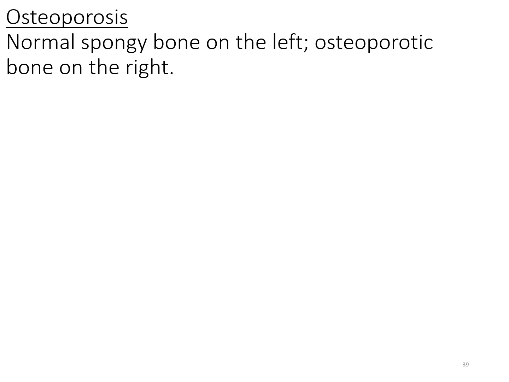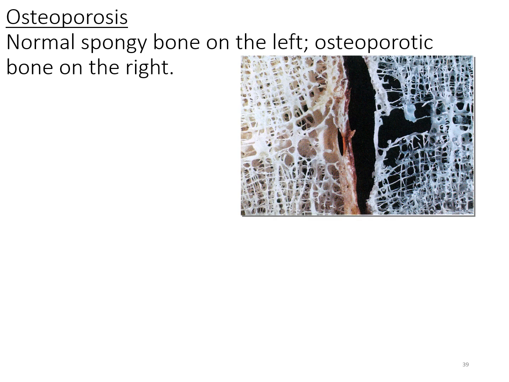So next we have osteoporosis. We've got normal spongy bone on the left here and osteoporotic bone on the right. If you look at this little image, you can see your normal cancellous bone there. It's a little bit spaced out, but you can see the normal architecture. When you're osteoporotic, it becomes increasingly porous and therefore weaker and prone to fracturing.